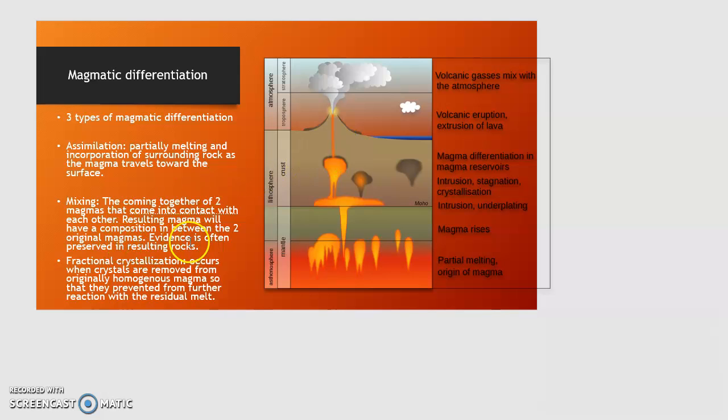Mixing, the coming together of 2 magmas that come into contact with each other. And fractional crystallization, when crystals are removed from the original magma so that they're prevented from further reaction with the residual melt.